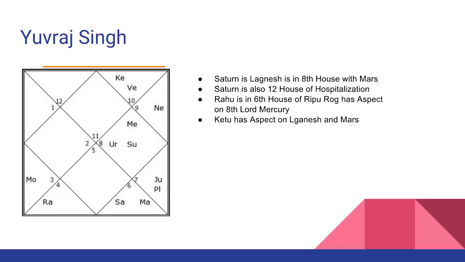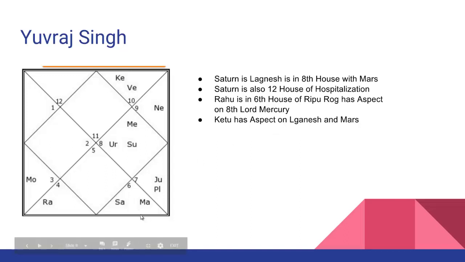And the last chart which I want to share is for Yuvraj Singh. Okay, and if you can see, his Lagnesh is Saturn. Saturn is the Lagnesh, and Mars is in the 8th house. Okay, you can see Mars is there in the 8th house.